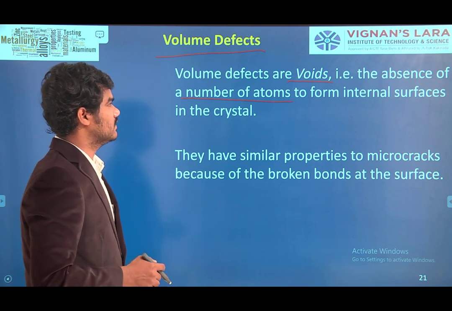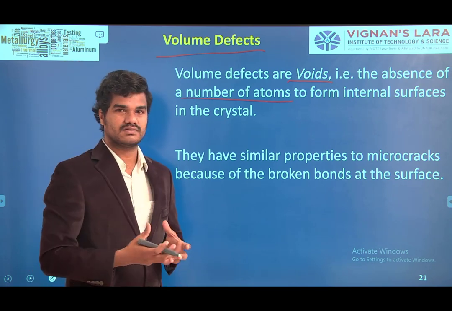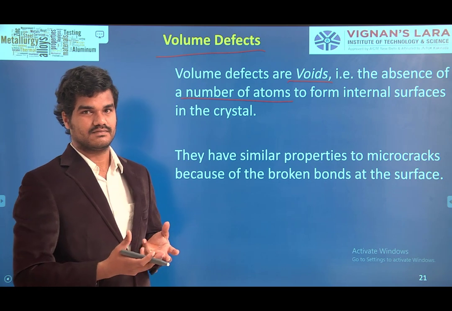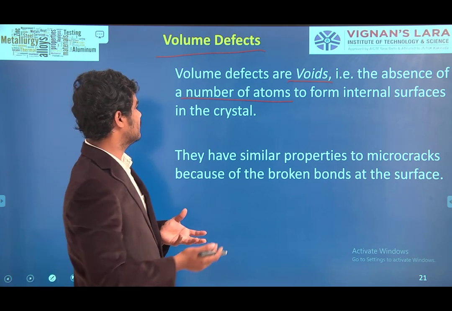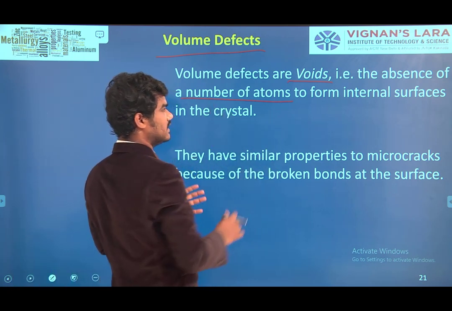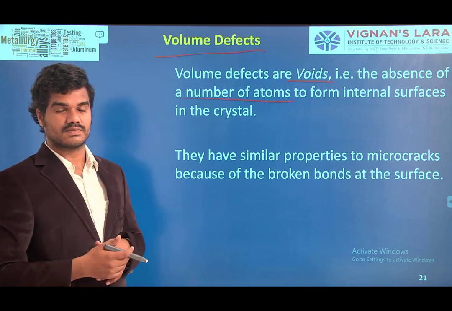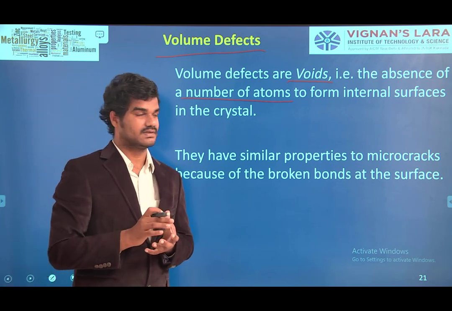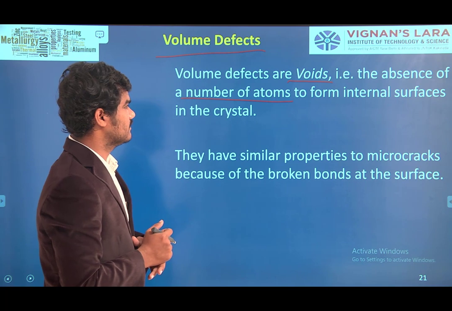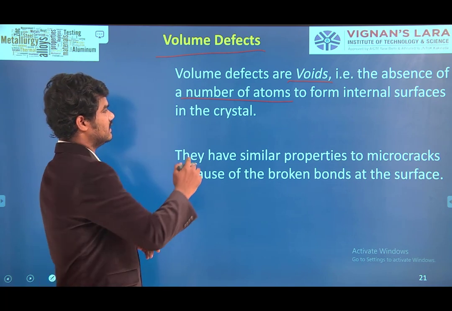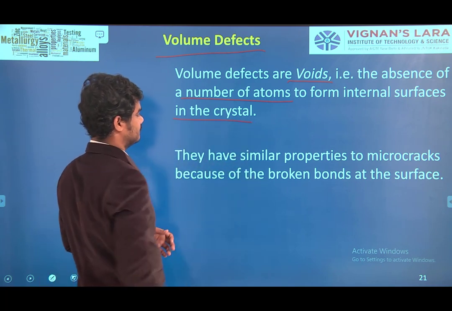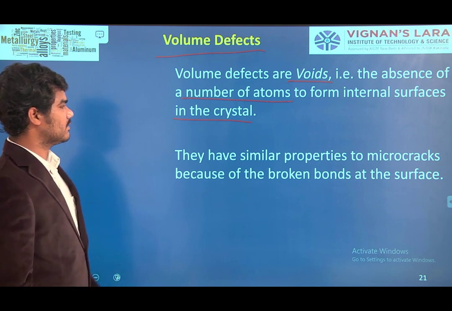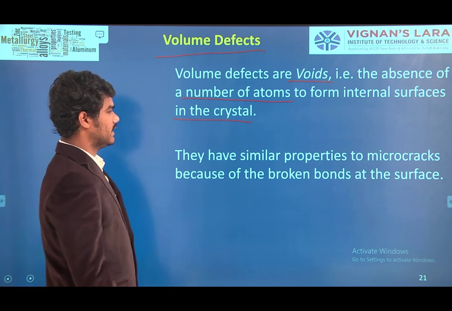Volume defects are voids. Void means space only, some gap, the absence of a number of atoms. It is also due to the absence of atoms, but in three-dimensional space, in the internal surfaces of the crystal. They have similar properties to microcracks.